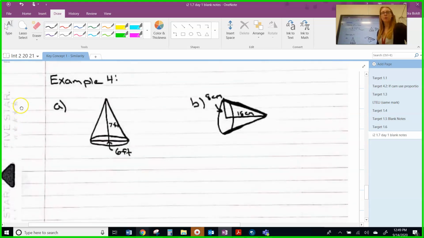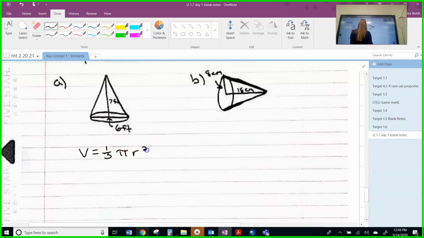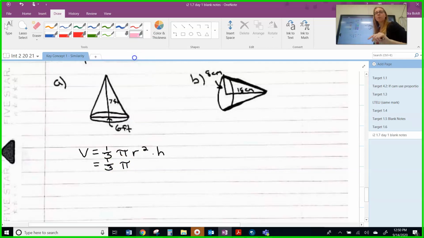So let's look at an example. Example A, we have our cone here. And again, the volume of a cone is volume equals 1/3 pi r squared times height. So again, 1/3 is nothing I plug in for. Pi is nothing I plug in for. We have to figure out what our radius is from our picture.